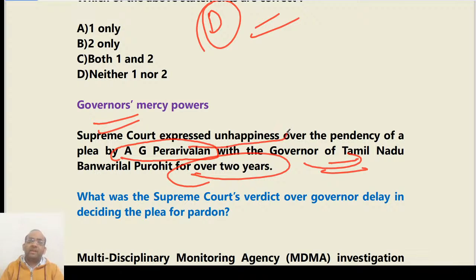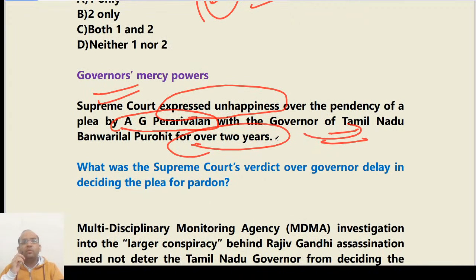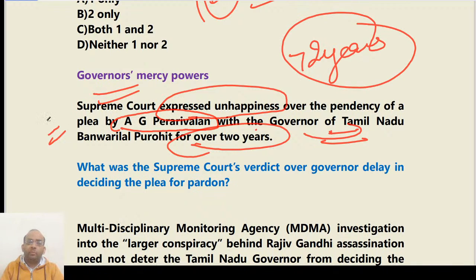And Supreme Court expressed unhappiness over this. Why? Supreme Court has said to Governor of Tamil Nadu that whether you want to pardon or not, that is your choice. If you want to commute his death sentence, that is your choice. If you want to execute that criminal, if you want to maintain the capital punishment, that is also your choice. I'm not interfering with it. But the problem is you are taking more than 2 years to decide whether he should be executed or not, whether he should be hanged or not.